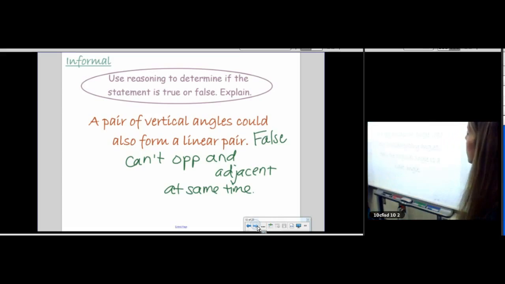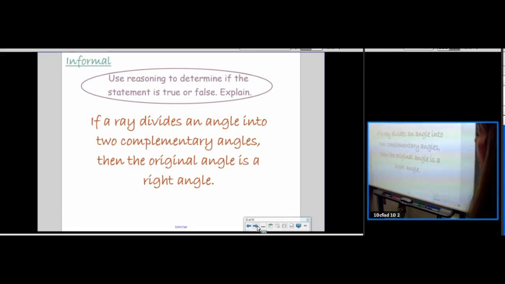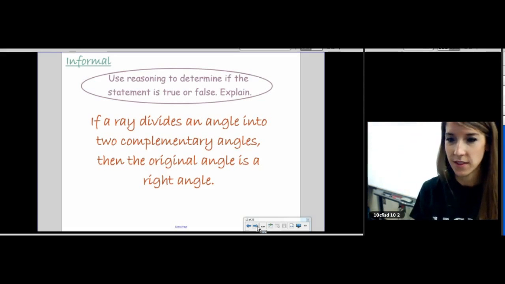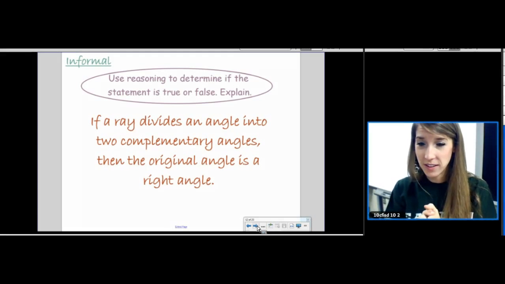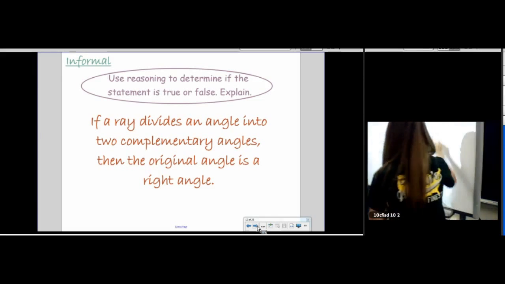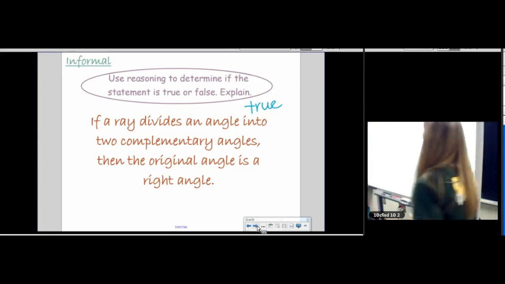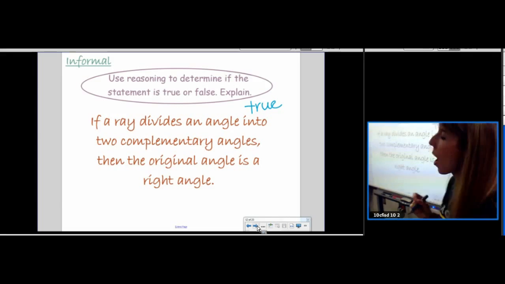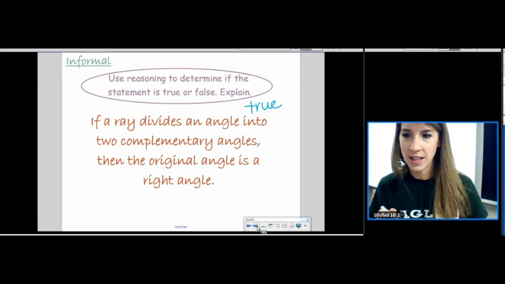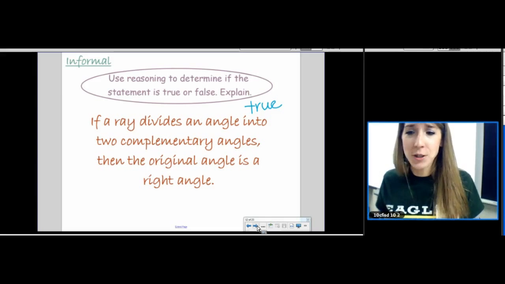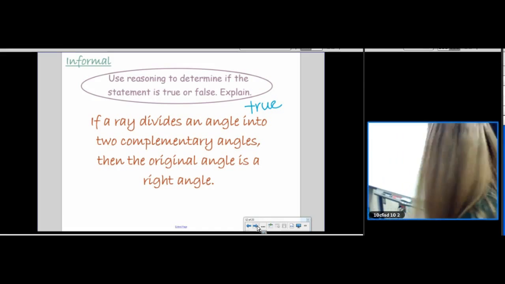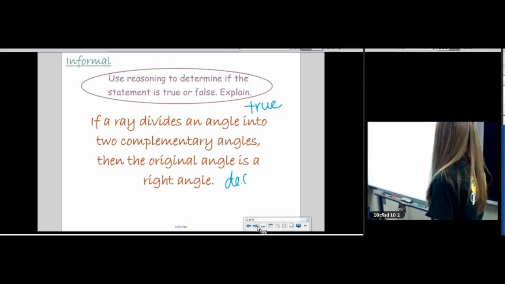If a ray divides an angle into two complementary angles, then the original angle is a right angle. True or false? This is absolutely true. If a ray divides an angle into two complementary angles, it didn't say congruent. It says if it divides it into two complementary angles, then the original angle had to have been a right angle. And we would back that up with the definition of complementary.